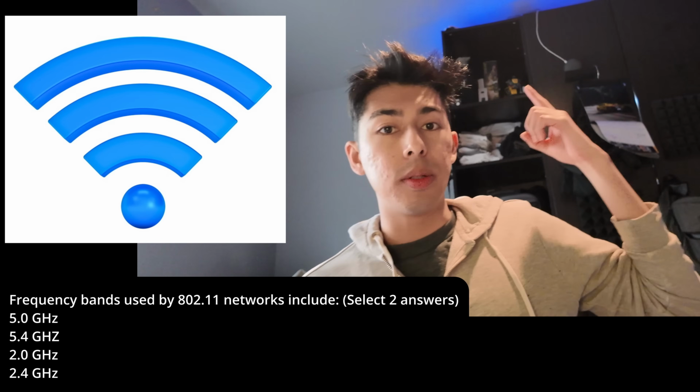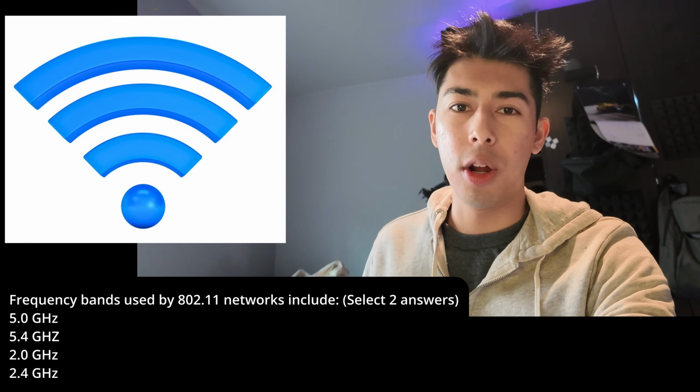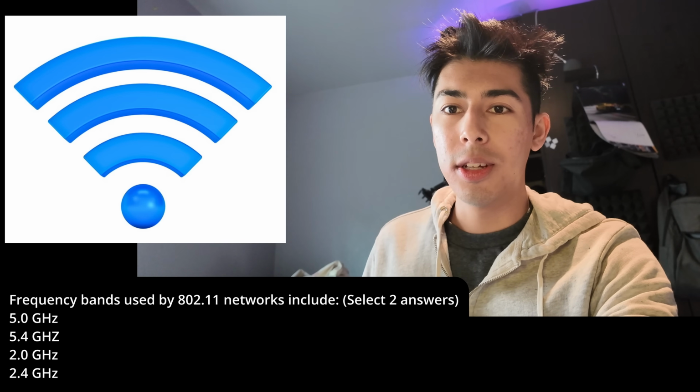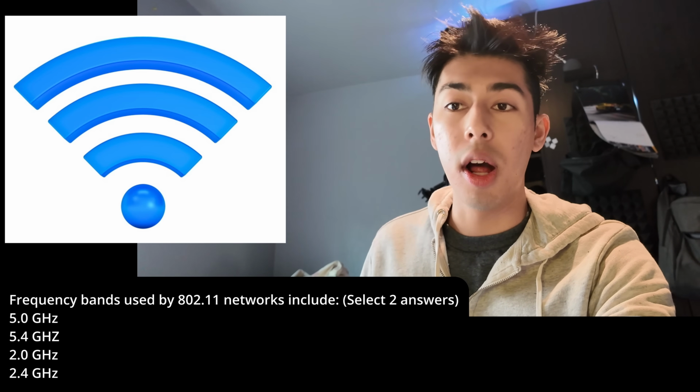So I know a lot of my smart lights, for example, they use 2.4 gigahertz frequency. They're not on the 5 gigahertz yet. But my phone will use 5 gigahertz Wi-Fi. So 2.4 gigahertz and 5 gigahertz are the frequency bands used by the 802.11 networks.